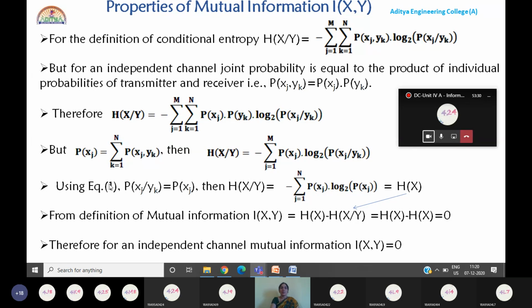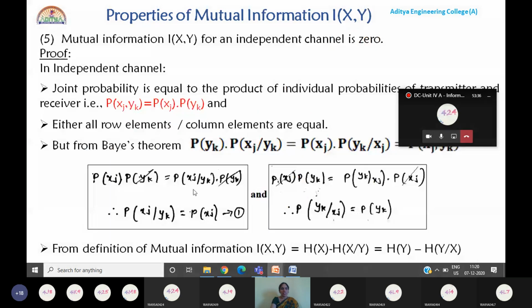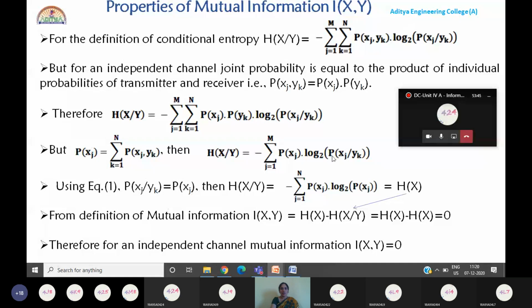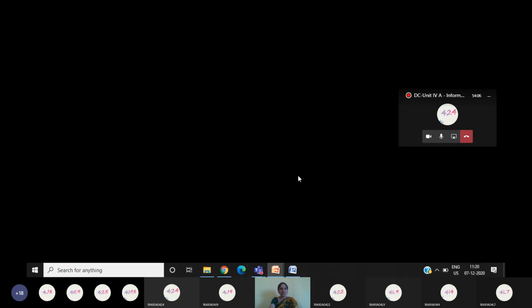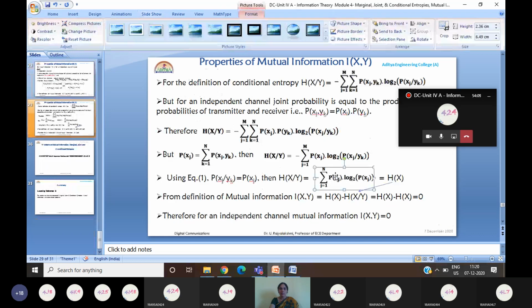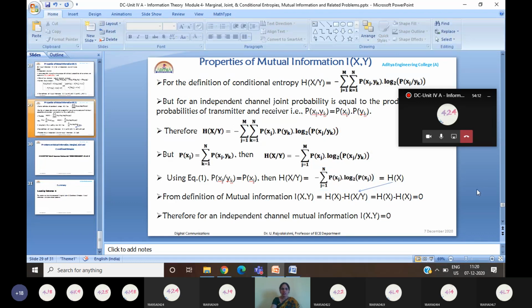But from equation 1, what did you obtain? I will once again go back. From equation 1, what you obtained is P of xj by yk as P of xj. Here you can replace P of xj by yk as P of xj. So if you replace, then H of x by y will be minus summation j is equal to 1 to m, P of xj. Here it is m. Okay, please wait.